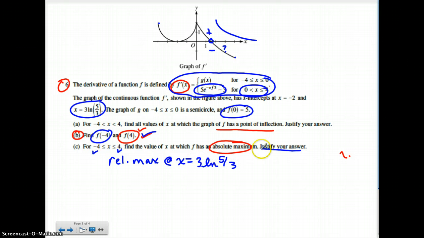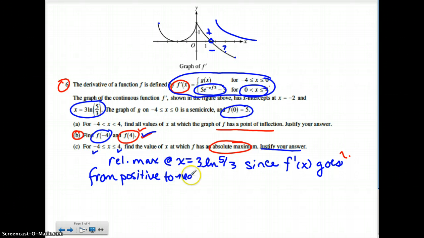and I should justify why. And I'll say since, and again, I've got 2 reasons for that. I can say because f prime of x, don't say it, no pronouns allowed, goes or changes, would be a better word, from positive to negative. Don't just say it's the 0, actually. So again, when we're doing these problems that involve graphs, we use words like changes from positive to negative, or I could say because f itself goes from increasing to decreasing, but because this is a graph of f prime, this is the most logical reason right there.